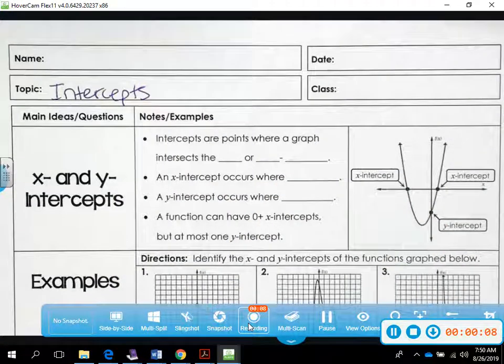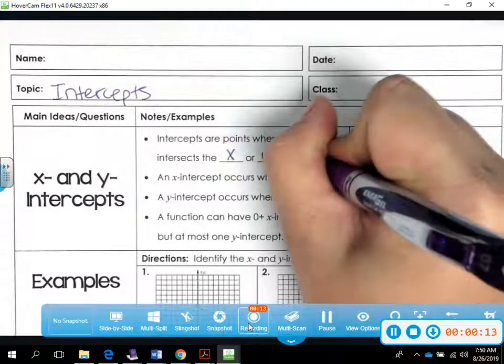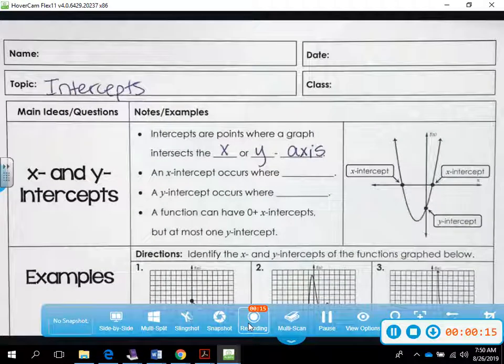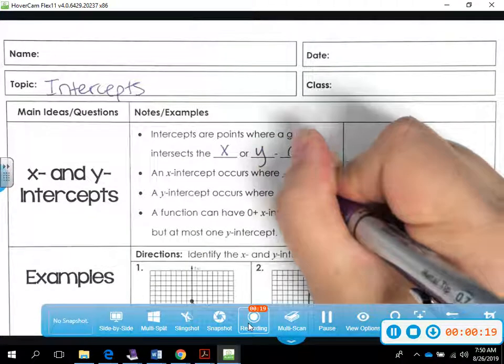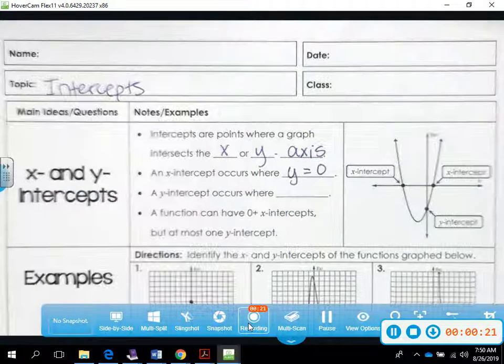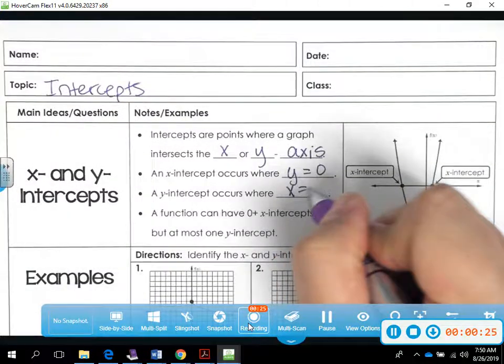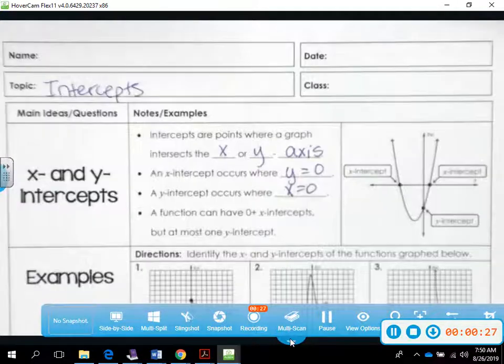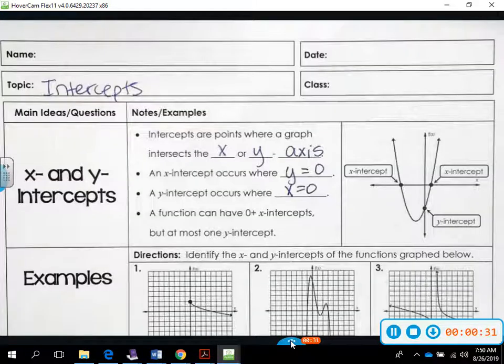So intercepts are points where a graph intersects the x or y axis. An x-intercept occurs where y equals 0. And a y-intercept occurs where x equals 0. A function can have 0 plus x-intercepts, but at most only one y-intercept.